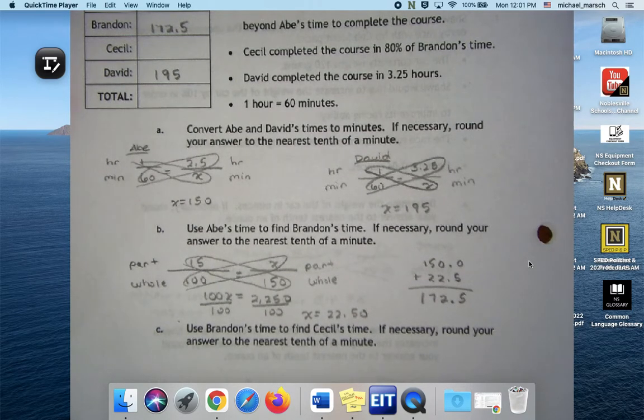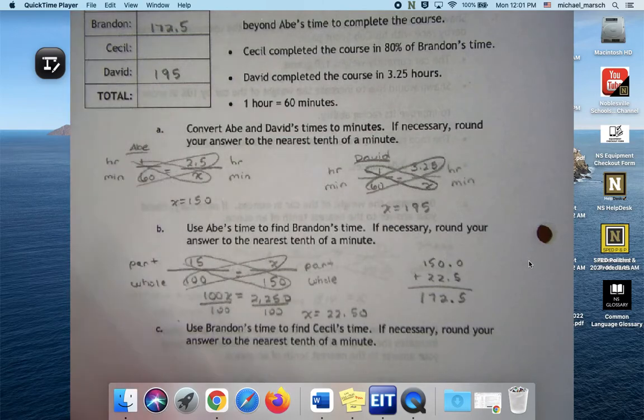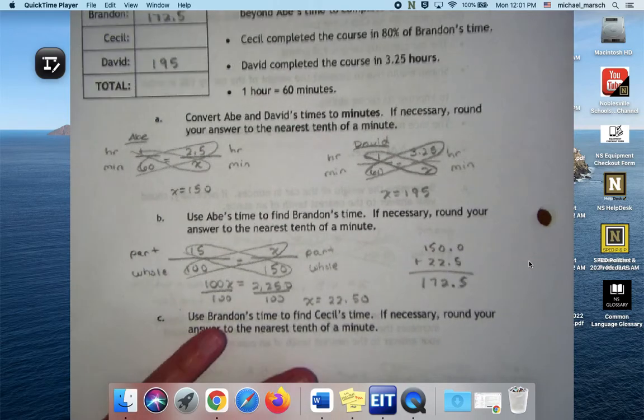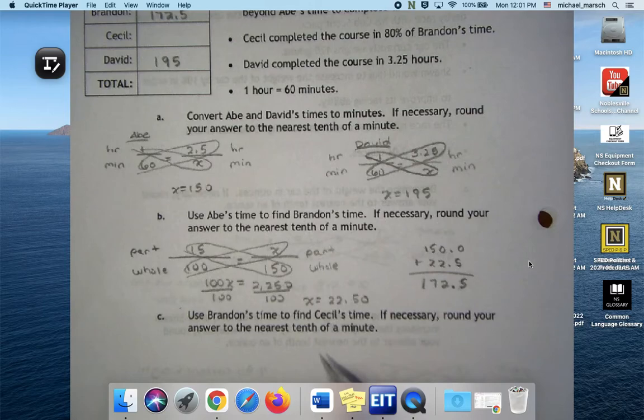How about Cecil's time? Yes, Carmen. It says to round it, so do we round? Well, it says to the nearest tenth of a minute, so we'll just take the 0.5, right? But if it was to the nearest minute, then yes, it would be 173 minutes. Great question. All right, so now I need to use Brandon's time to find Cecil's time.